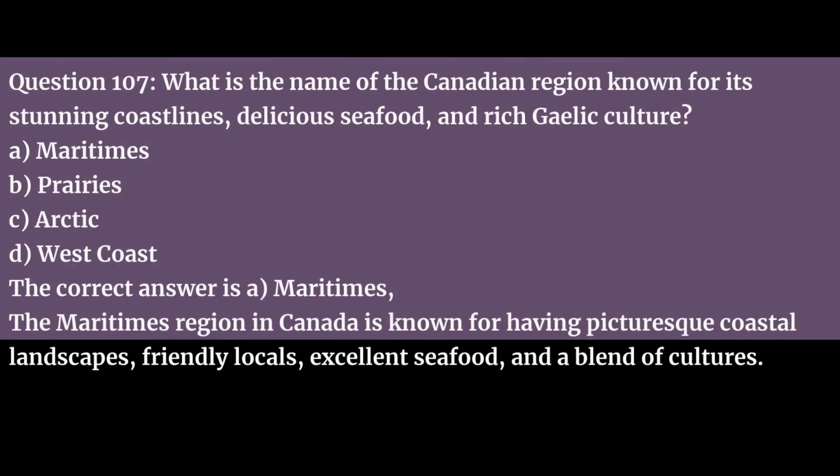Question 107. What is the name of the Canadian region known for its stunning coastlines, delicious seafood, and rich Gaelic culture? A. Maritimes, B. Prairies, C. Arctic, D. West Coast. The correct answer is A. Maritimes. The Maritimes region in Canada is known for having picturesque coastal landscapes, friendly locals, excellent seafood, and a blend of cultures.